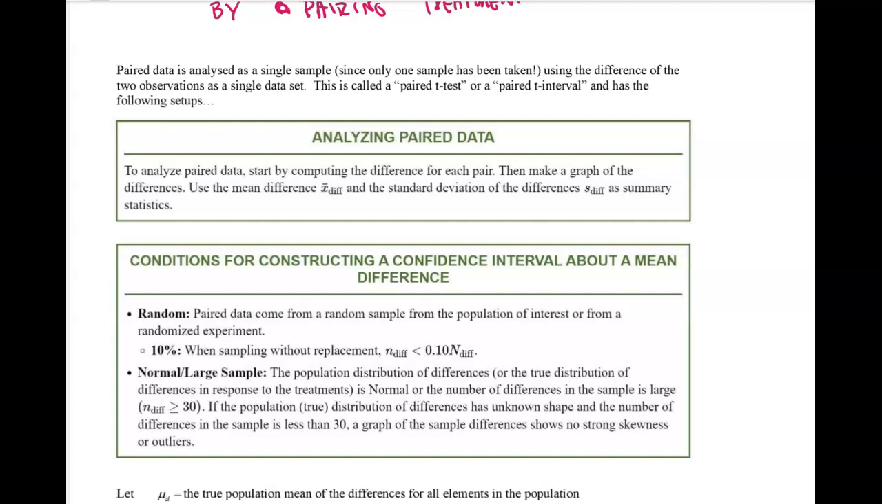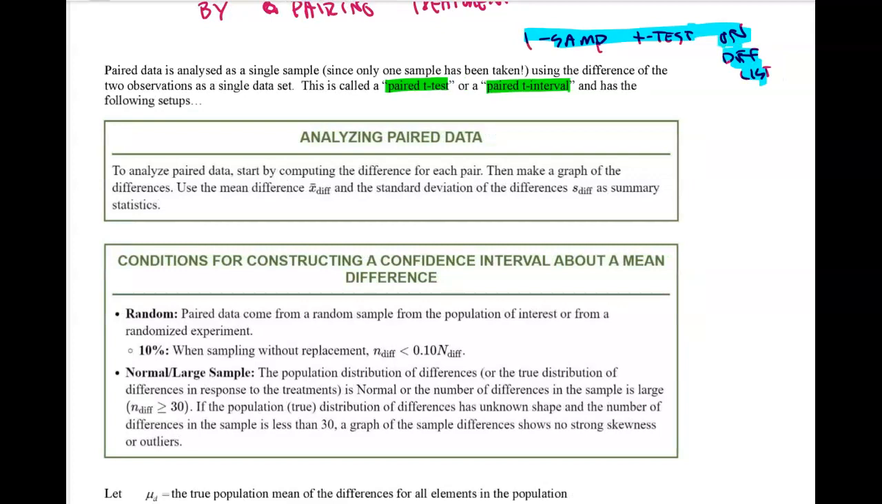Paired data is simply analyzed as a single sample. So technically we're going to do a one sample t-test on the differences, or on the difference list. That's one way to look at it, but this is a really common sample procedure, so we give it its own name. We called it a paired t-test and a paired t-interval, okay? But if you want to, you can call it a one sample t-test on the difference list, okay? It's the same, just two different options.